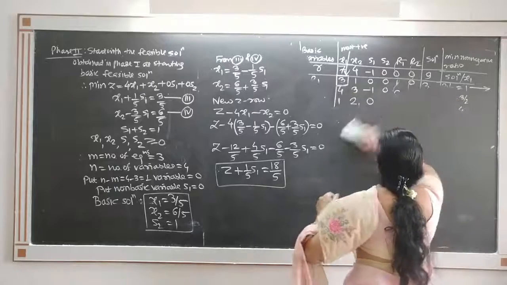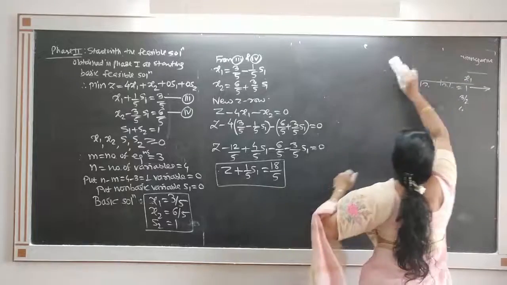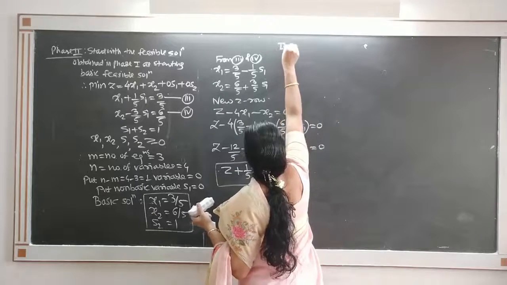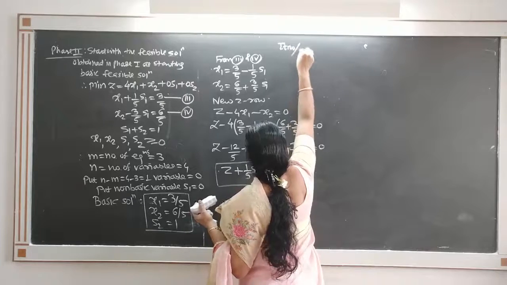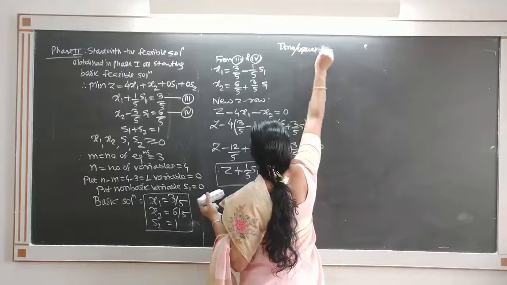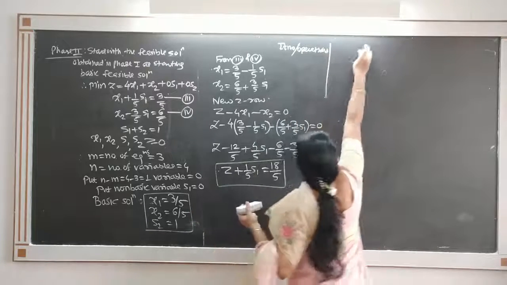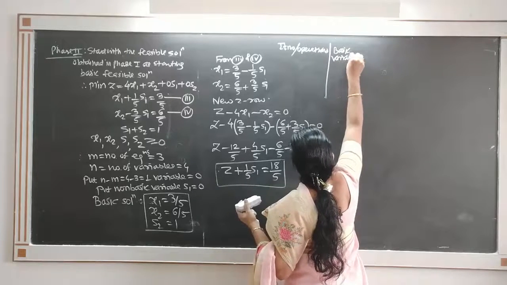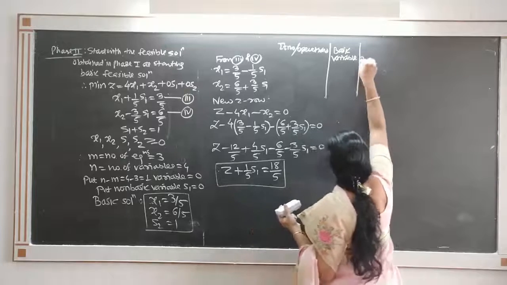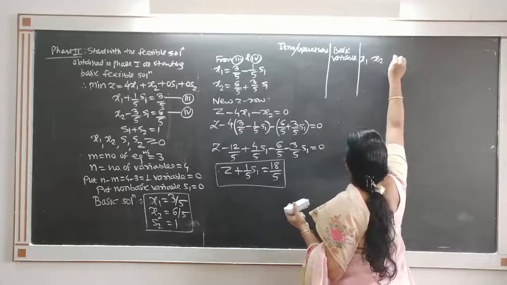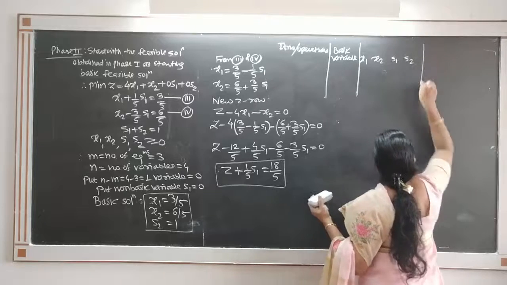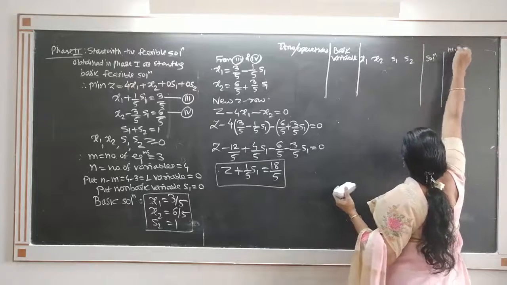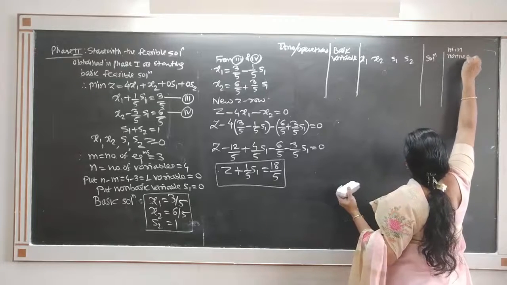So consider the simplex table. Iteration number, or what are the operations. Then basic variable, all the variables x1, x2, S1, S2. Solution, minimum non-negative ratio.